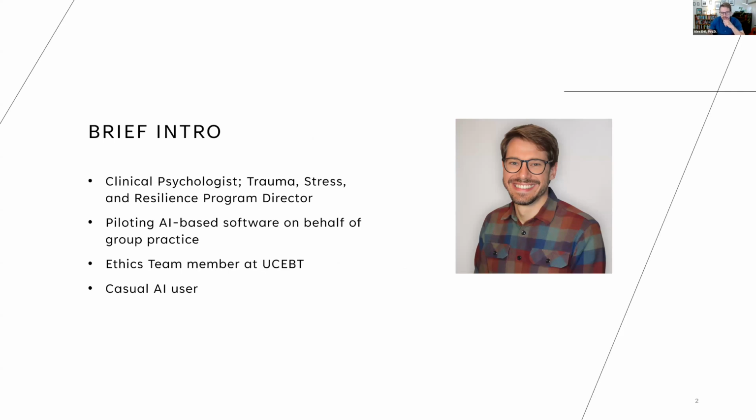So I've looked into this a little bit, and I'd like to share some of what my process is and what I'm finding. I also sit on our ethics team currently at UCEBT, so we're talking about ethical decision making pretty often on there. And I'm just a casual AI user. Once AI became real popular, I experimented with using it for various things in my personal and professional life. So just something that's kind of a side interest for me.